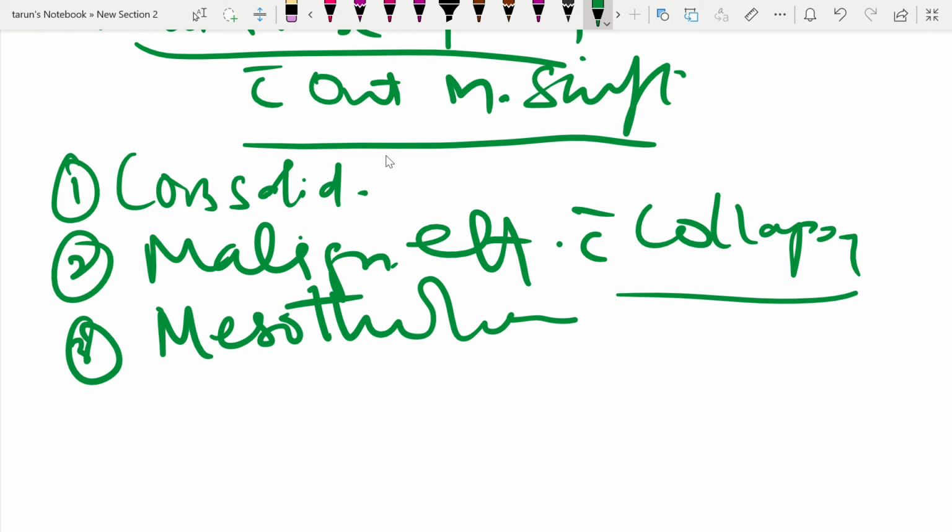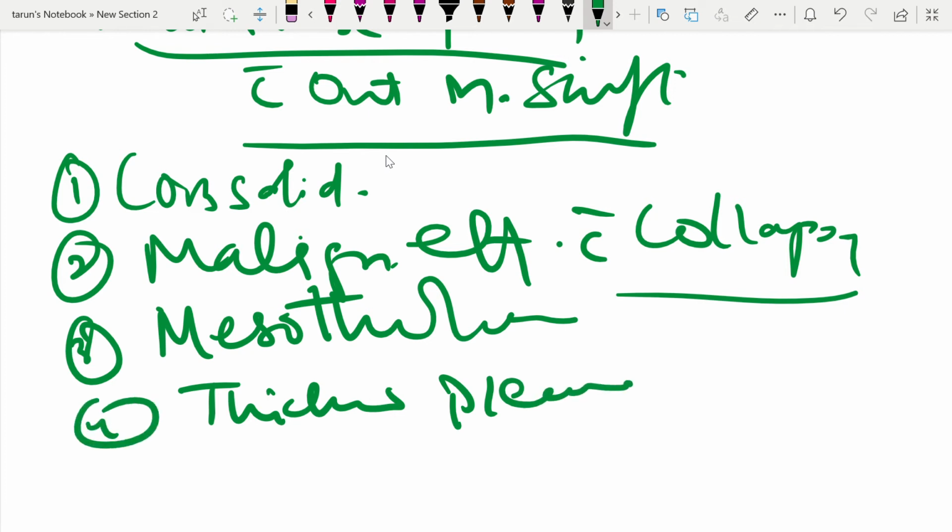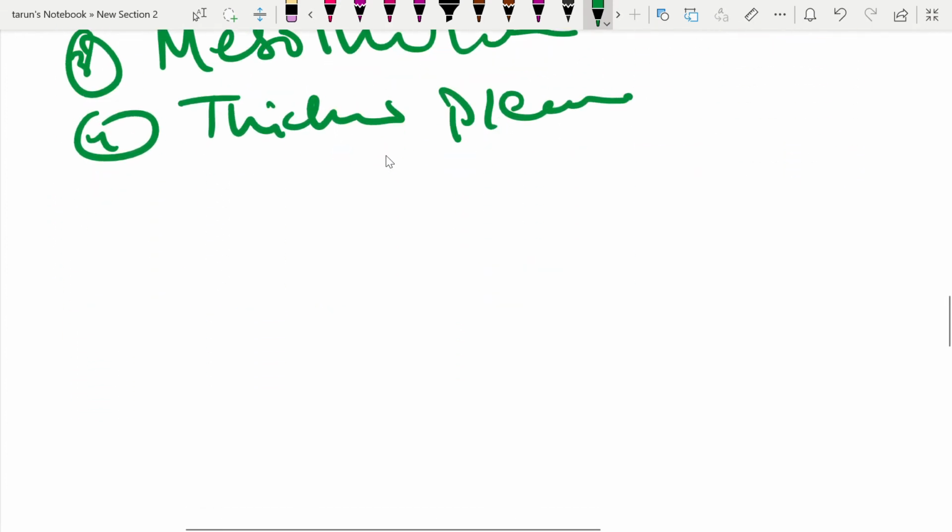Even thickened pleura does not cause the mediastinal shift. So these things you should keep in your mind.